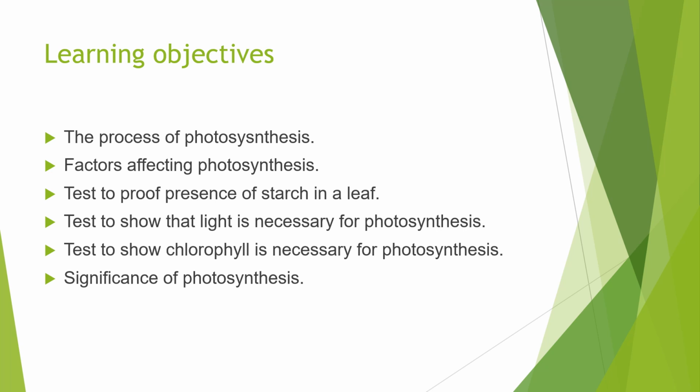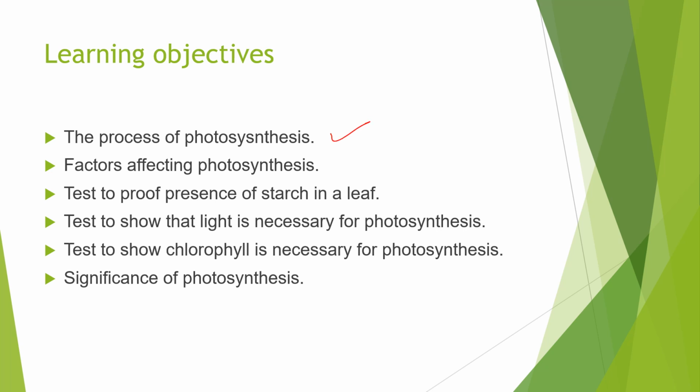Today we are going to learn in detail about the process of photosynthesis. We will learn the factors affecting photosynthesis. We will also learn about the test to prove the presence of starch in a leaf, the test to show that light is very much necessary for photosynthesis, and we'll also see how chlorophyll is necessary for photosynthesis, and at last we will see what the significance of photosynthesis is. So these are the main things we are going to study today.